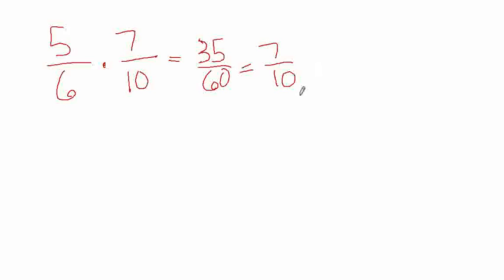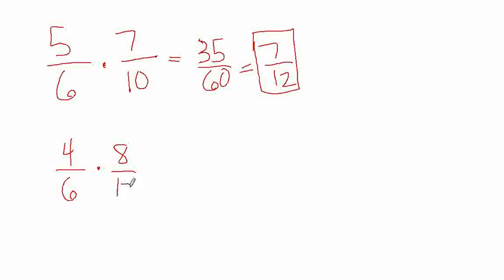By the way, that should be 7/12, not 7/10. 35 divided by 5 is 7. 60 divided by 5 is 12. Okay? One more. 4/6 multiplied by 8/12.